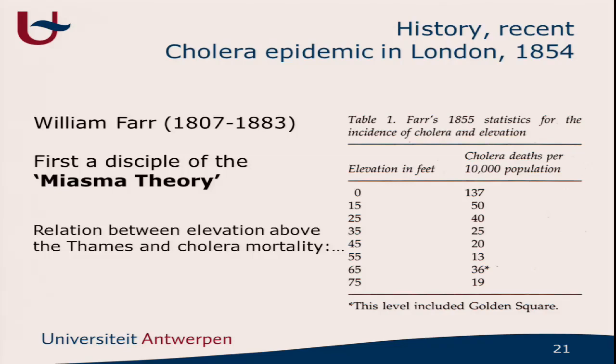And in order to find some evidence for that theory, William Farr, based on the bills of mortality, produced a table where the risk of dying from cholera, so it's not the risk of getting cholera, but the risk of dying from cholera, would be presented as a function of the elevation of the district in London above the River Thames. And so you can see in that table that the higher the district was located above the River Thames, with one exception, and then there was an explanation for that exception, the lower the risk of cholera mortality. Indicating that this is evidence for that miasma theory.